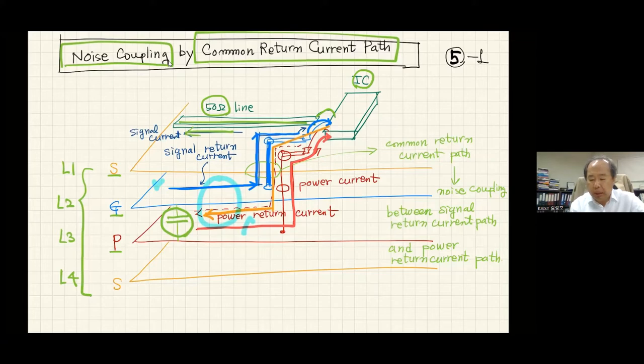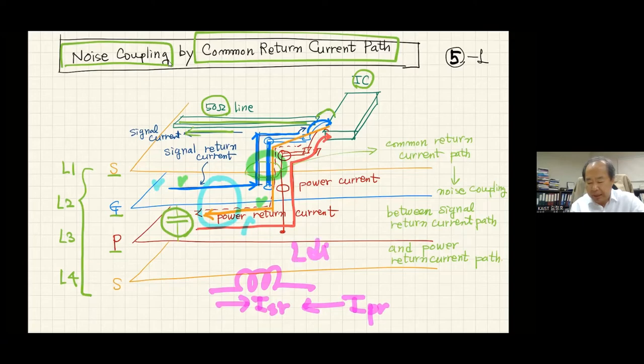But let's take a look at the ground via. The ground via will be a path for the signal return current as well as the power return current. And this via has a certain inductance. So if you have the signal return current and also the power return current, because of L dI/dt, the voltage at the signal line, the signal ground, will be affected by the power return current, and the ground voltage position for the signal line will also be affected by the power return current. This is called noise coupling. I want to remind you that a via has very small inductance because it is very small in size, but in the gigahertz range, we cannot neglect that anymore.